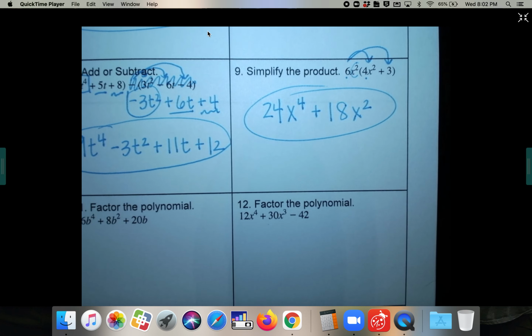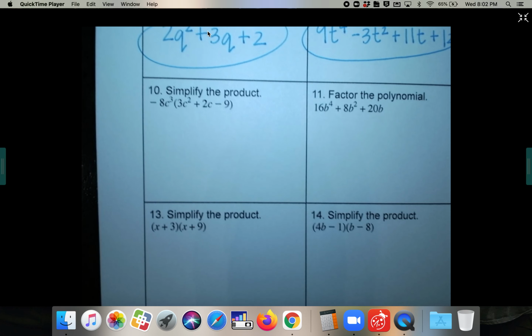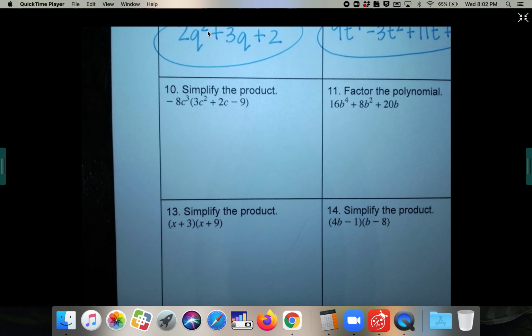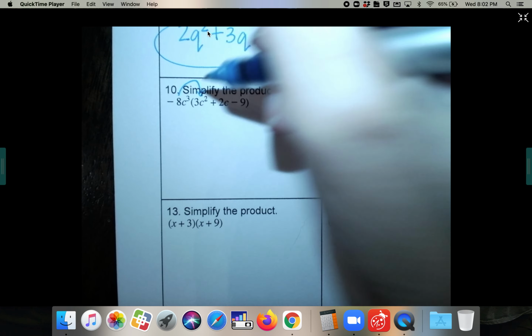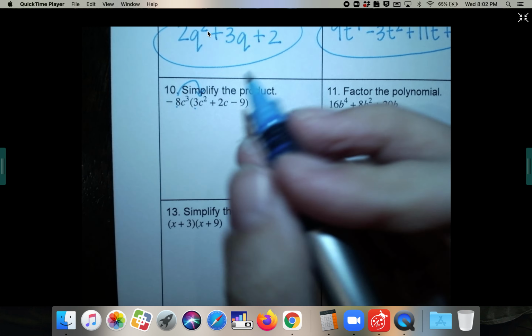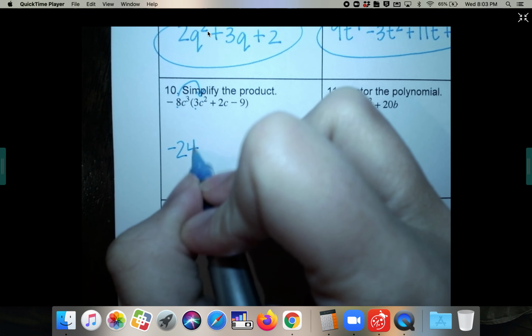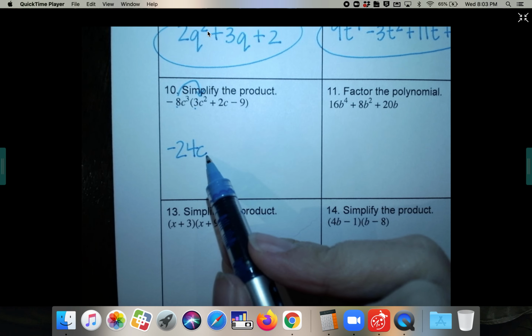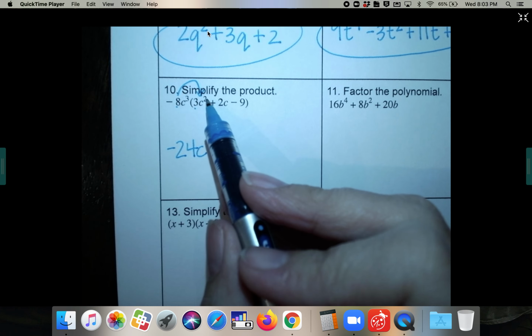So there you go. Number 10. We're distributing this as well. So this is another pretty simple one. Just take it slow and be sure you're distributing everything correctly. The numbers get multiplied. So negative 8 times 3 is negative 24. And the variables, the exponents get added. So 3 plus 2.